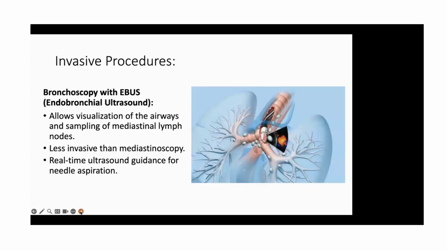Another invasive procedure is bronchoscopy with EBUS, and I have to say that in many LMICs, these procedures are not viable. This allows visualization of the airway and sampling of the mediastinal lymph nodes this way, and endobronchial ultrasound is used. It's less invasive than mediastinoscopy because it's without any incision. And with real-time ultrasound guidance, we have access for needle aspiration.